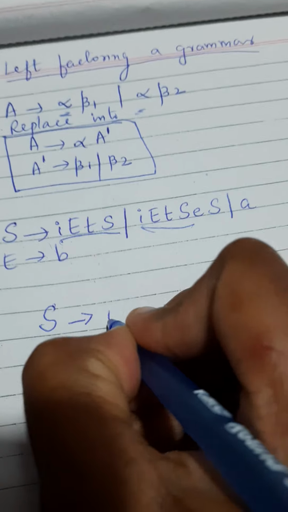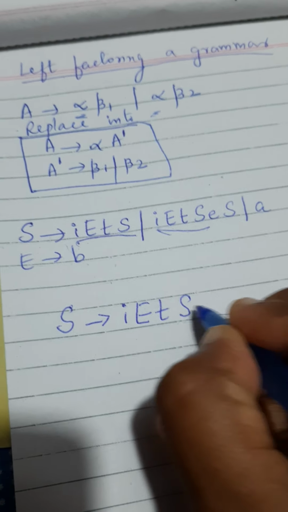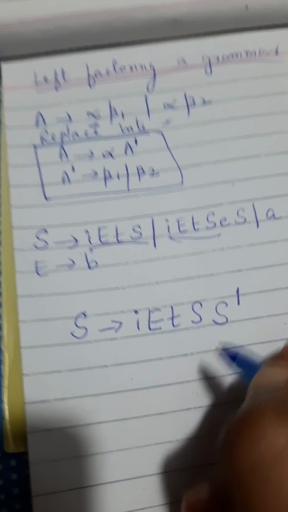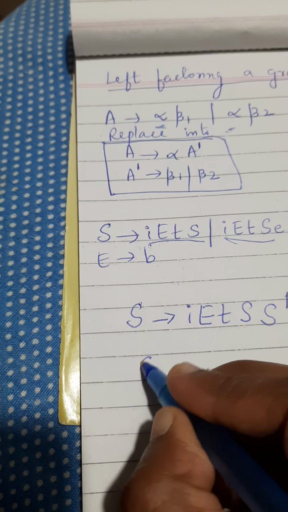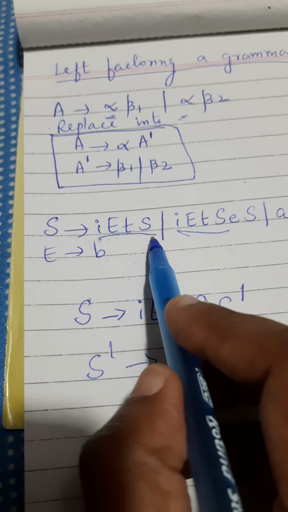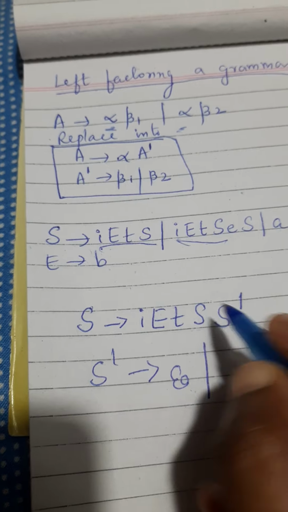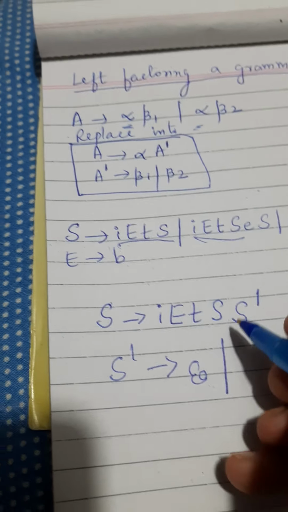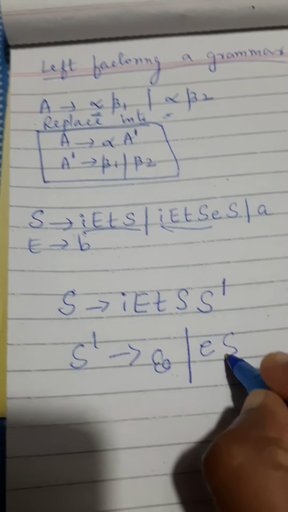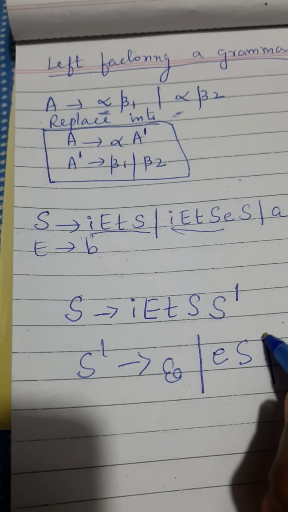S derives, common factor is what? I, E, T, S, followed by a new non-terminal, that is S dash. What's a new definition of S dash? What is left out? That is when you take I, E, T, S, what is left out here? Epsilon. Or what is, if you take I, E, T, S here, what is left out there? E, S. Or no, only that much.